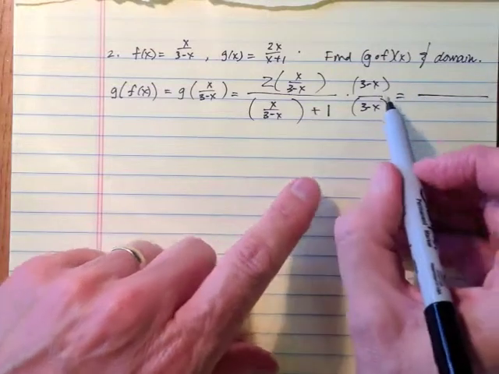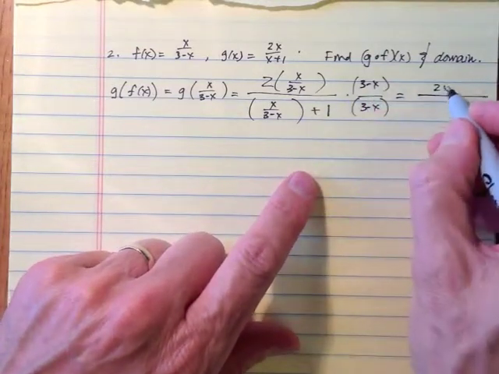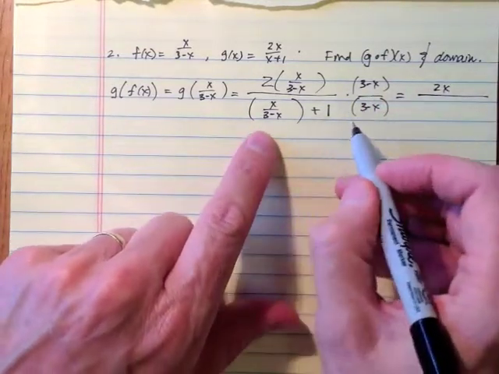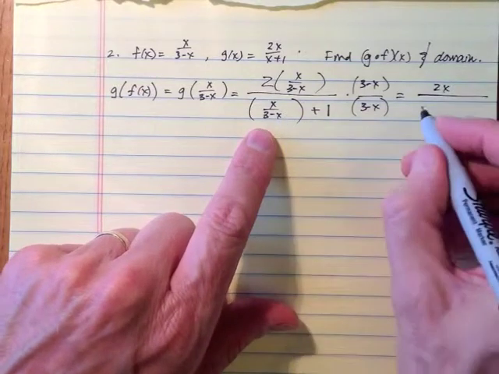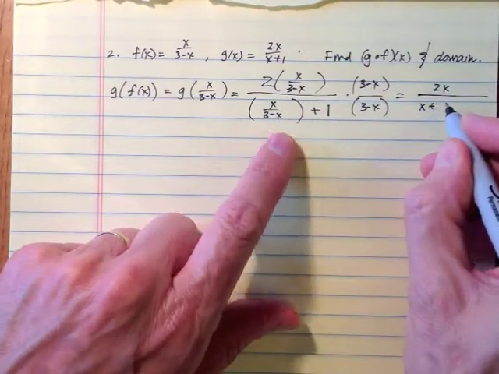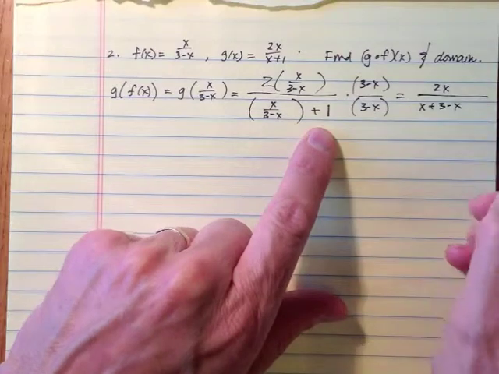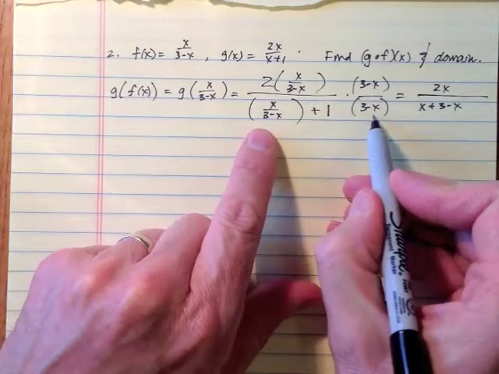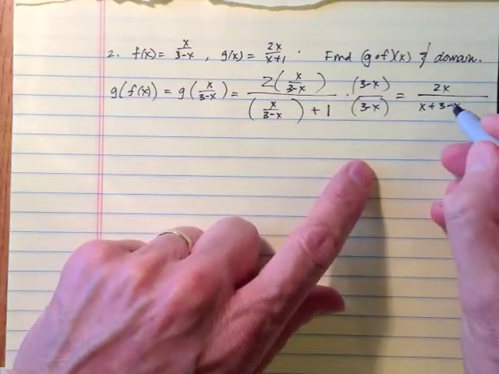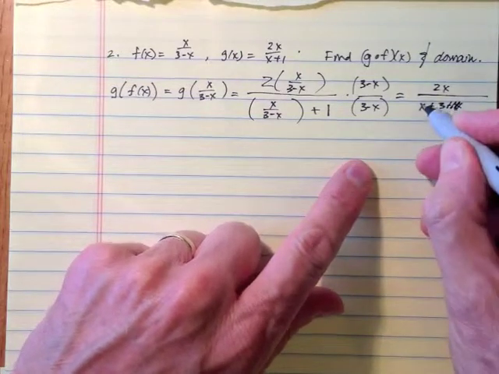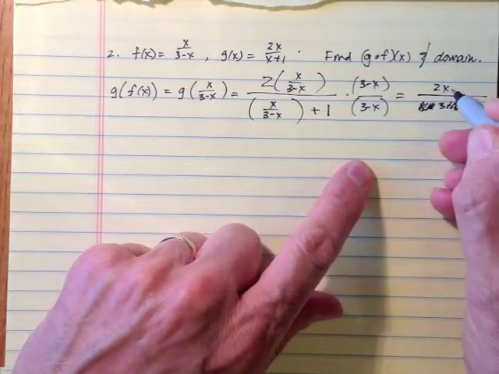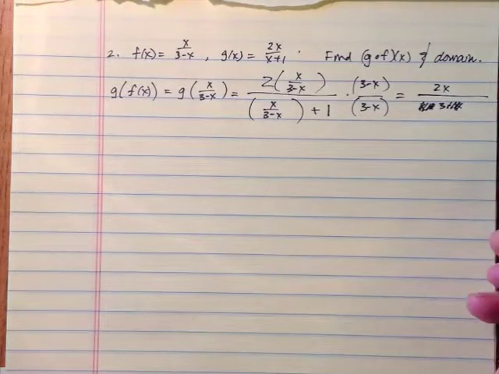The top will be 2x. The bottom will be x plus 3 minus x, isn't it? x plus 3 minus x. Oh, look, the x's cancel. It's just 2x over 3, or 2/3 x.